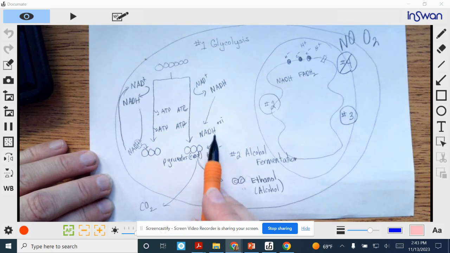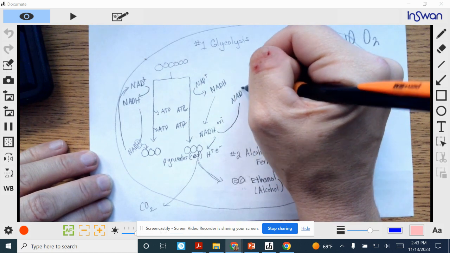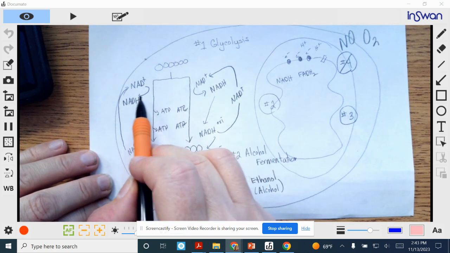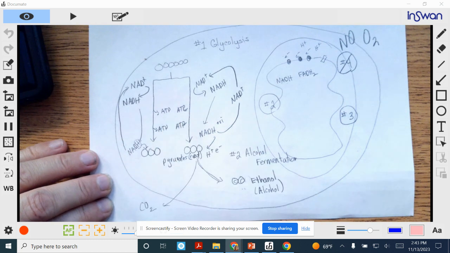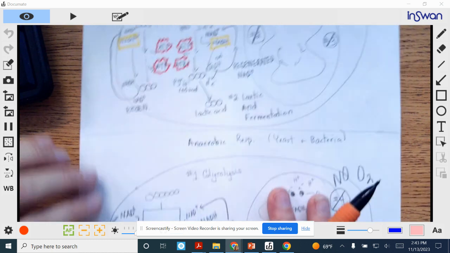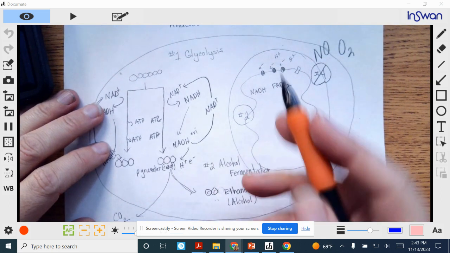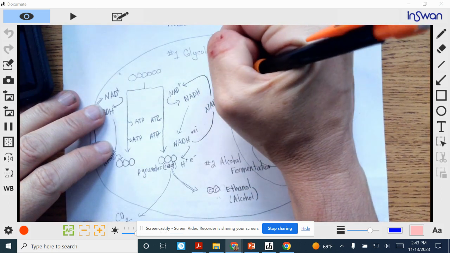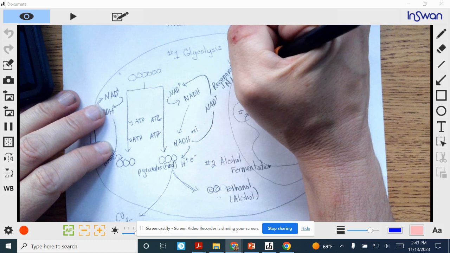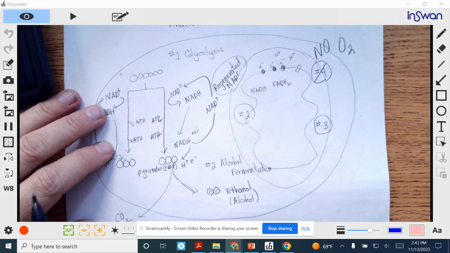So let's show that once these are oxidized, then we now have freed up NAD for the next glucose to come in and for it to be broken down in those early reactions in glycolysis, okay? So alcohol fermentation, just like lactic acid fermentation, that step is necessary to regenerate that NAD plus. Okay. So glycolysis can continue and at least give us 4 ATP.